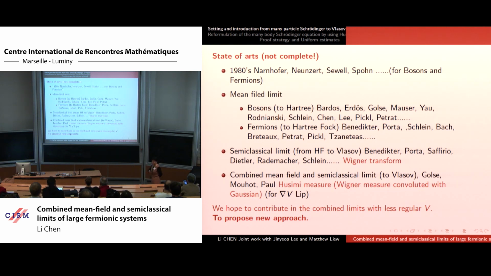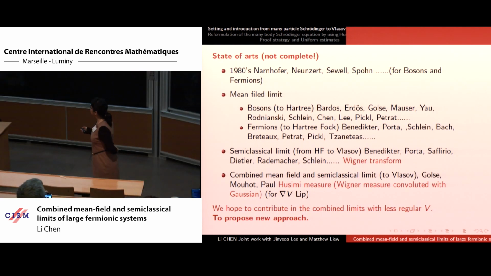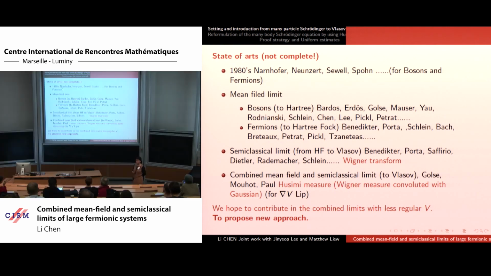And you heard about also the history. Somehow in the 1980s, there were already some works in this direction for nice potentials. It's concerning the mean field limit for the Schrödinger equation, the dynamic time-dependent Schrödinger equation. There are two directions to study somehow.